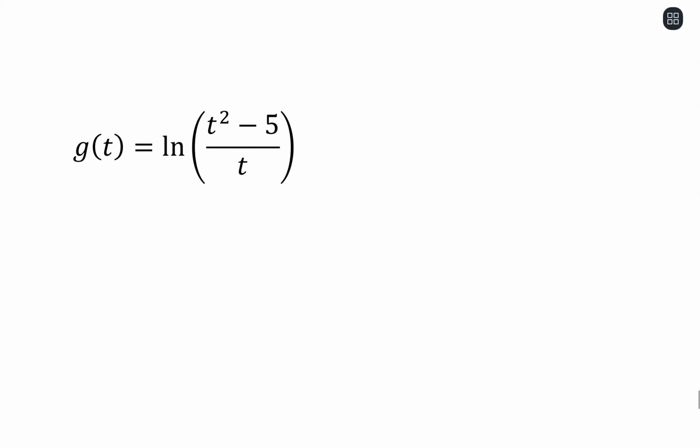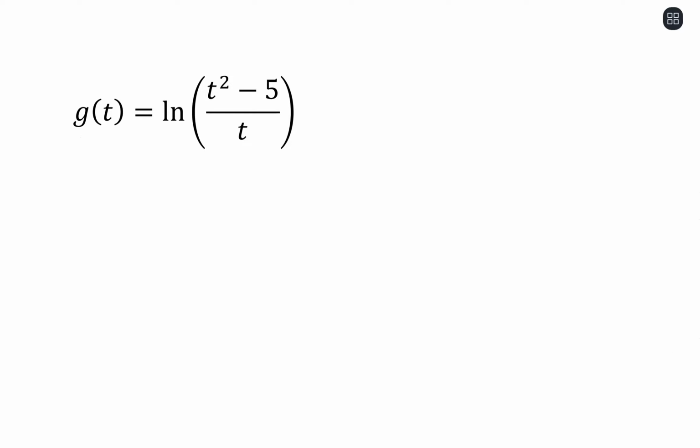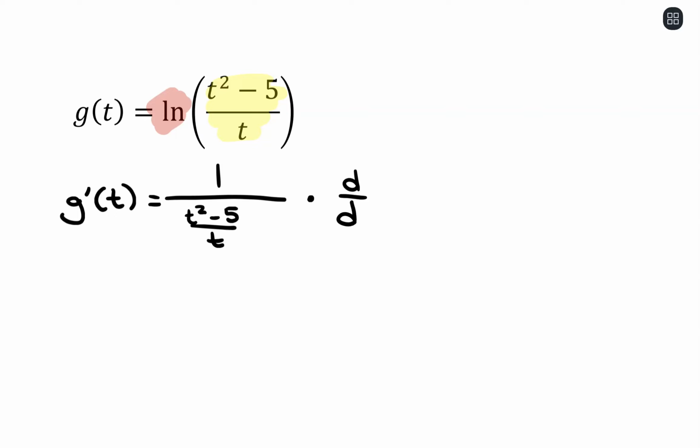All right, one more example here. Natural log of t squared minus 5 over t. So on the outside of everything, we're taking this natural log, and then inside we actually have a quotient. So taking the derivative, we're going to start with the chain rule. So the chain rule says to take 1 over our inside function, which is this t squared minus 5 over t. And then we're going to multiply by the derivative of that inside function.